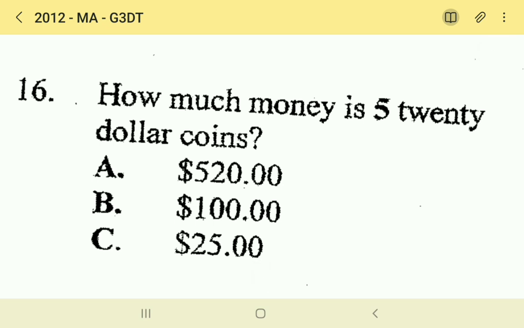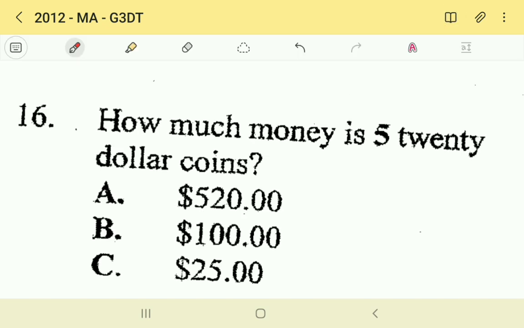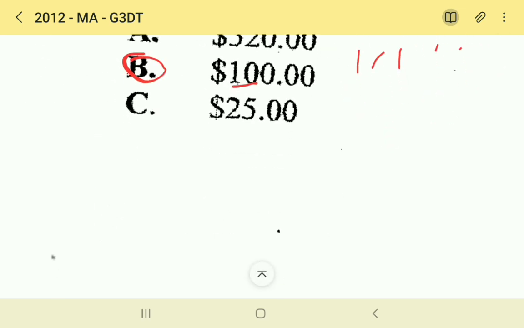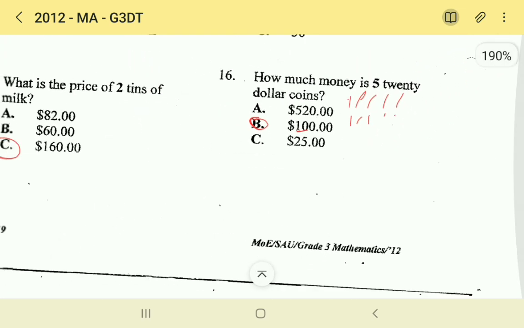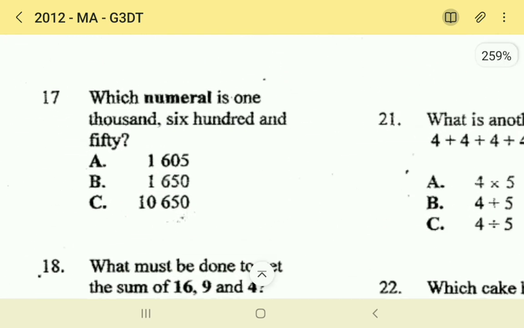Alright? Let's go. How much money is 5 $20 coin? And you know if it's $20, you're counting by twos, alright? So let's go, it's 5 of them. So 2, 4, 6, 8, 10. 10 would be B, which is 100. So it's 20, 40, 60, 80, 100. $100. That's at B.